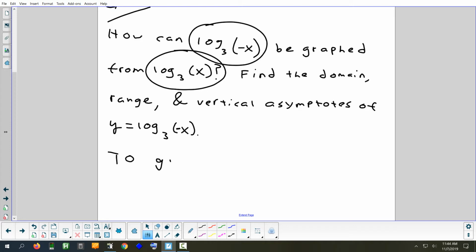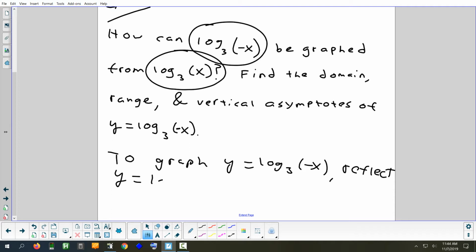So, to graph y equals log base 3 of negative x, do one thing. Reflect the original log base 3 of x over the y-axis. Now, when you're graphing, you would never compare something with a base 3 to a base 5. You'll be comparing a base 3 to a base 3, or a base 2 to a base 2. The bases wouldn't change. Okay?